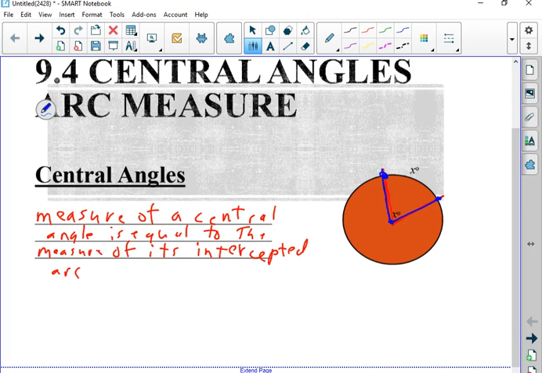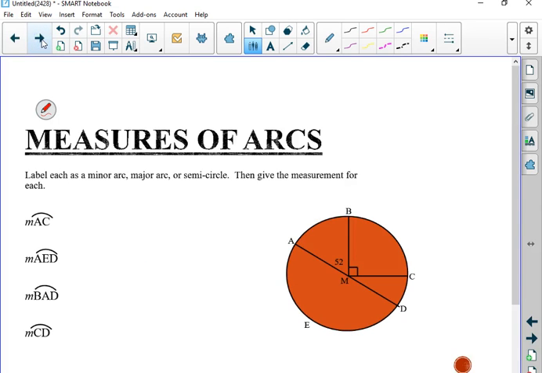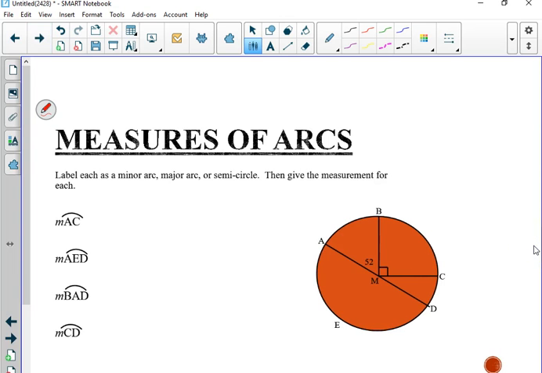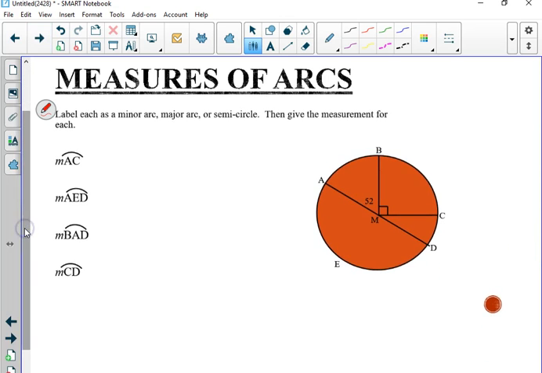Notice how the central angle measures x degrees. Let's say it was 30 degrees. Well, this would be the exact same thing, 30 degrees. So it's going to be a pretty easy set of notes. You've got to do a little calculation here for some of these, but it'll be fine.